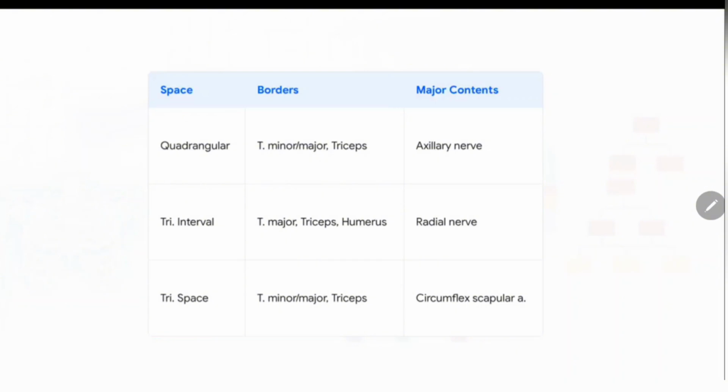In the quadrangular space, you have the axillary nerve and posterior circumflex humeral vessels. Listen, this is a major danger zone for surgical neck humerus fractures. Down in the triangular interval, you have the mighty radial nerve alongside the profunda brachii artery. And finally, in the triangular space, the circumflex scapular artery. Keep this breakdown handy for quick revisions.